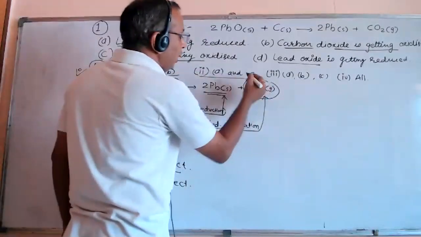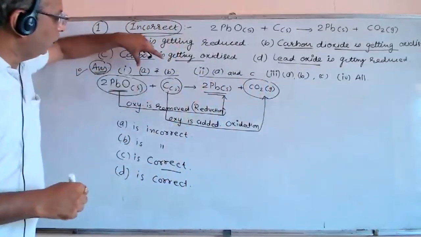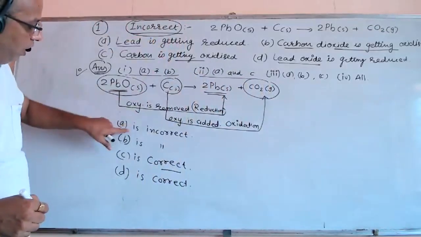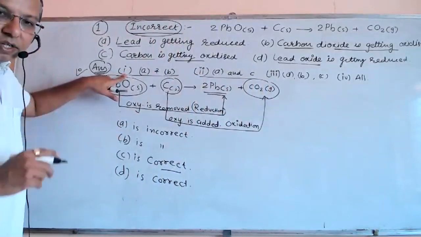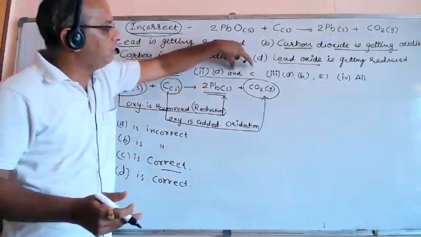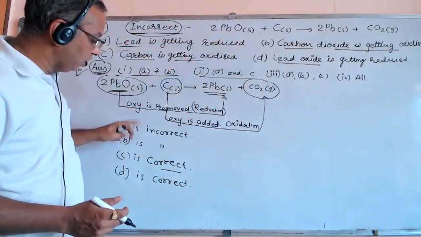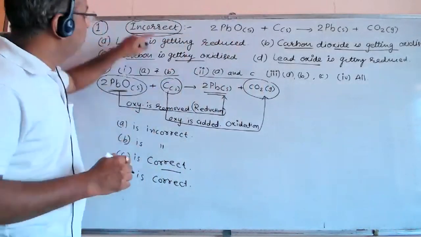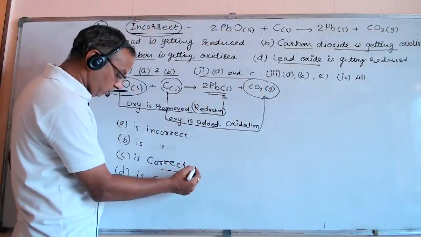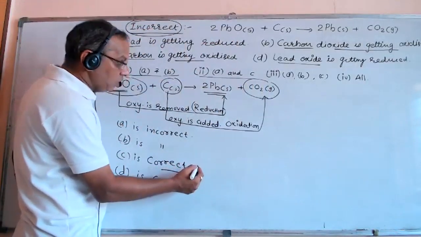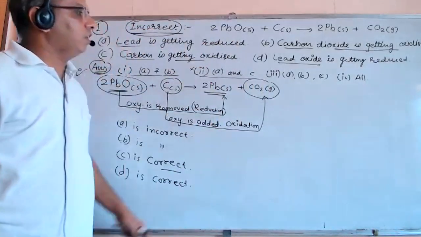Second option, A and C are incorrect. Look here, A and B incorrect, A incorrect, B incorrect. So this option looks correct, friends. But let's check A and C. A is incorrect, C is correct. And the question asks only for incorrect. So, friends, C is correct. So this is not the right answer.